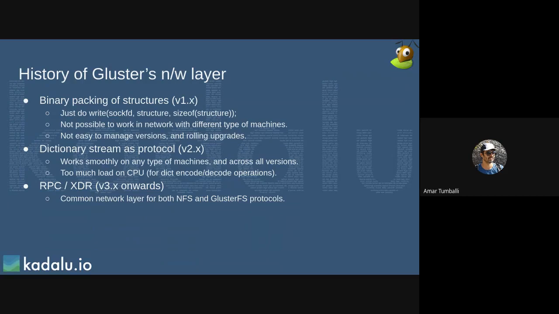Whereas it is not easy to manage with multiple versions, because the structure would get a new variable or something and everything would break. But this does the job. It helped us do the POC initially and prove that, as a file system, we can build Gluster. Once we did that, in version 2, we moved to the dictionary being the protocol.